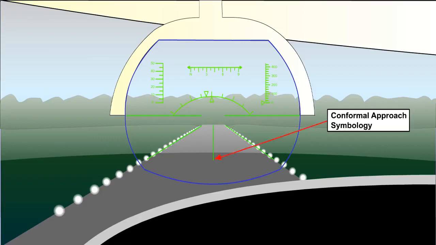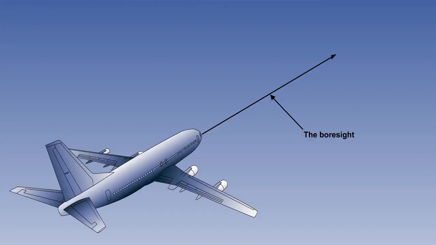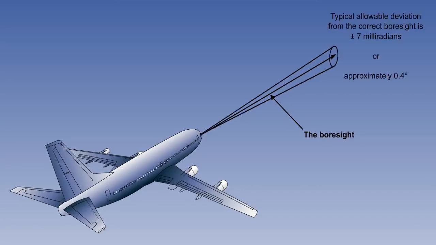Here we see the symbology for the correct approach centerline. Here are the runway edges. And this is the horizon. It is essential that the data generated on the HUD is very accurately aligned with external data. This process of correctly aligning is called bore sighting. Typical bore sighting accuracy is plus or minus 7 milliradians, or less than half a degree.